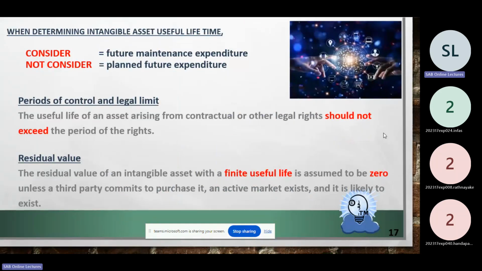When we determine the intangible asset's useful life, we consider future maintenance expenditure which is needed to maintain the asset's standard level of performance, not planned future expenditure. Period of control and legal limits: the useful life of an asset arising from contractual or other legal rights should not exceed the period of the right. When considering the residual value of an intangible asset, the useful life is assumed to be zero unless a third party commits to purchase it or an active market exists.